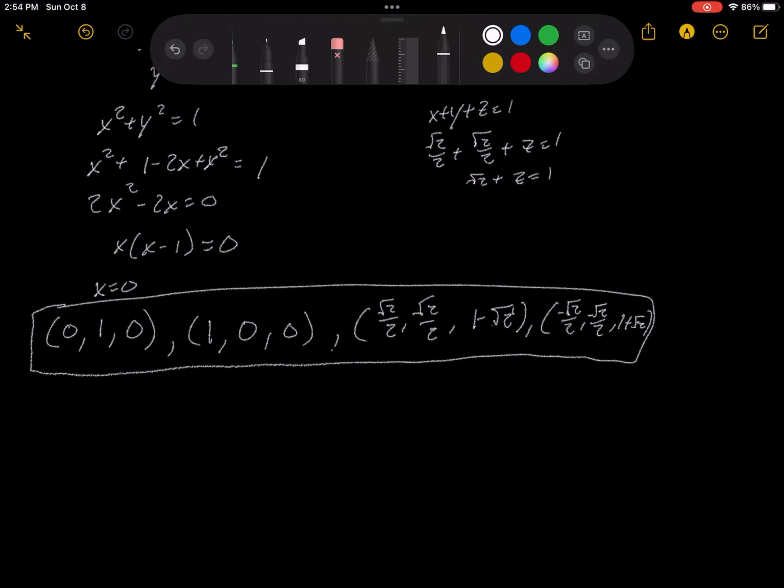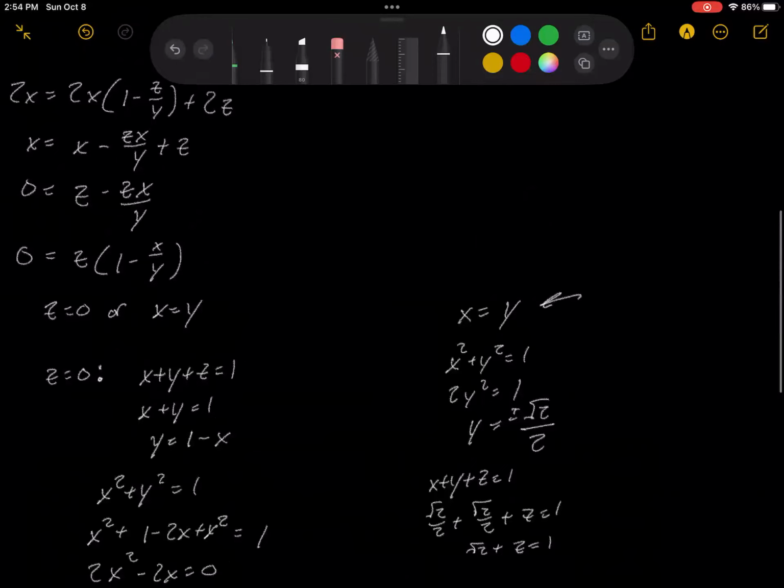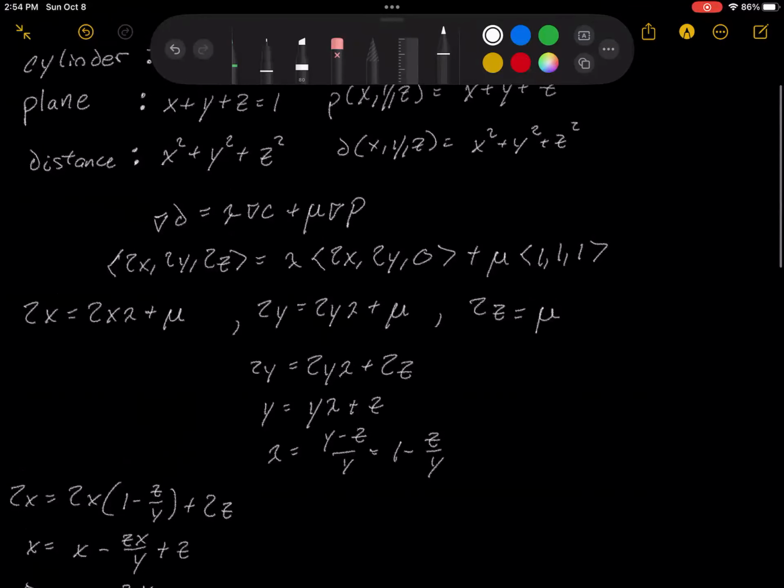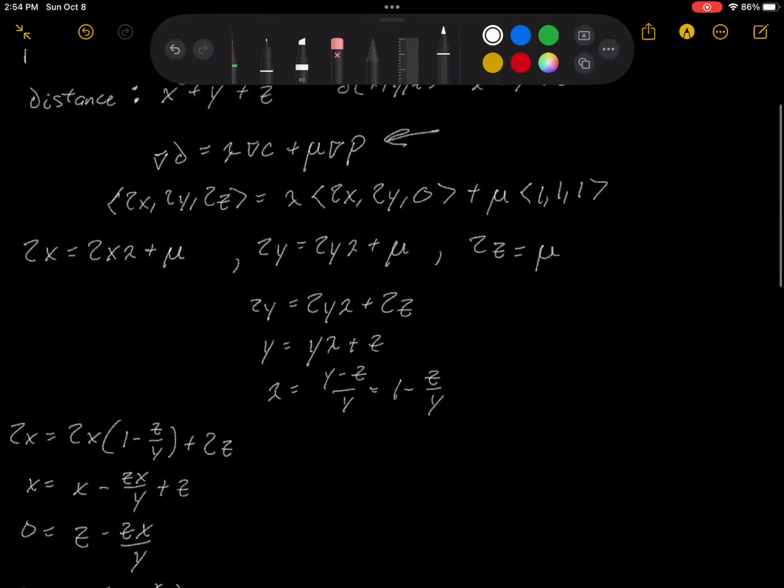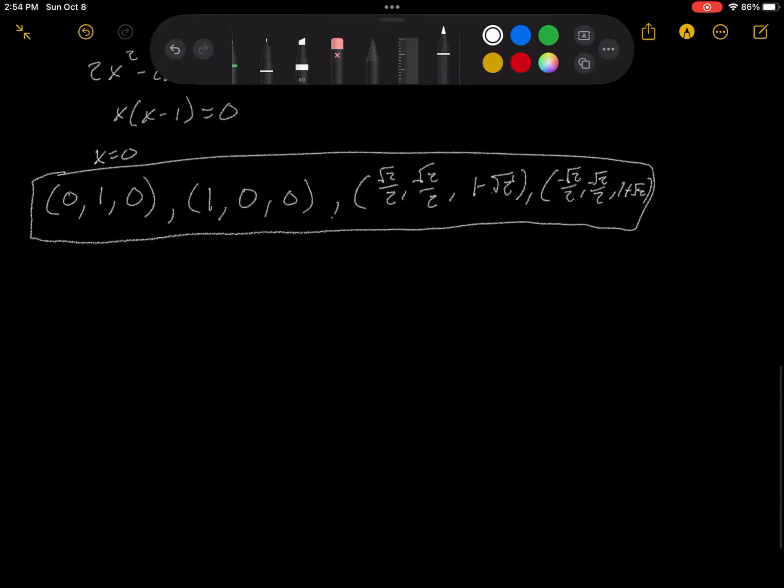Okay, so if these are the only possible places where the gradient of the function I'm trying to minimize or maximize exists in the same plane or satisfies this Lagrange equation, then these are the only possible places where I can have local extrema, or actually any extrema, because we used our conditions of the boundary. So all we need to do is evaluate our distance function at these points.